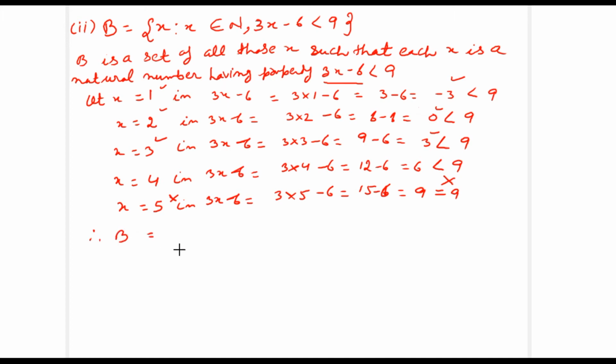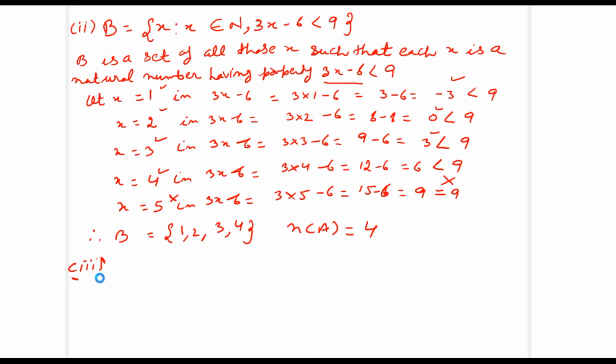So our answer would be, therefore, B, this is the set builder form. In roster form it would be B equals 1, 2, 3, 4. Our answer would be B equals 1, 2, 3, 4. Its cardinal number n(B) would be, counting elements, 1, 2, 3, 4, so 4. This is our required answer. Now move on to part third.